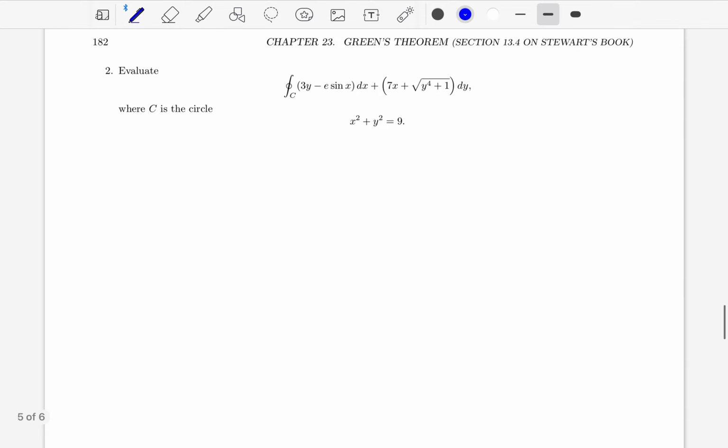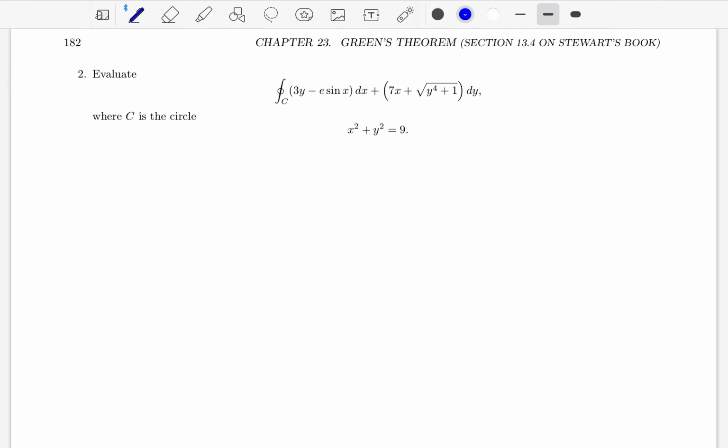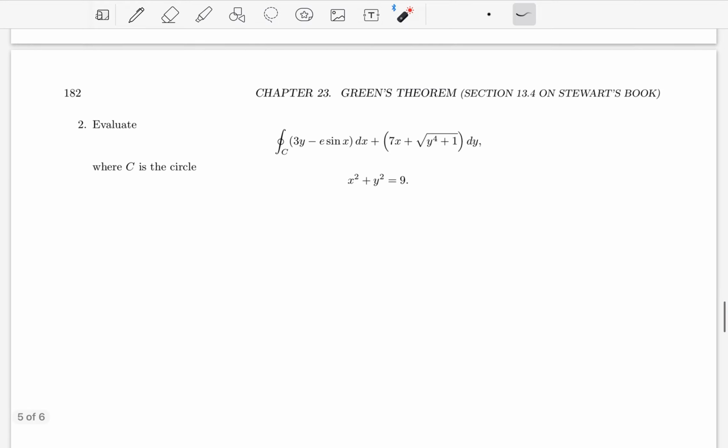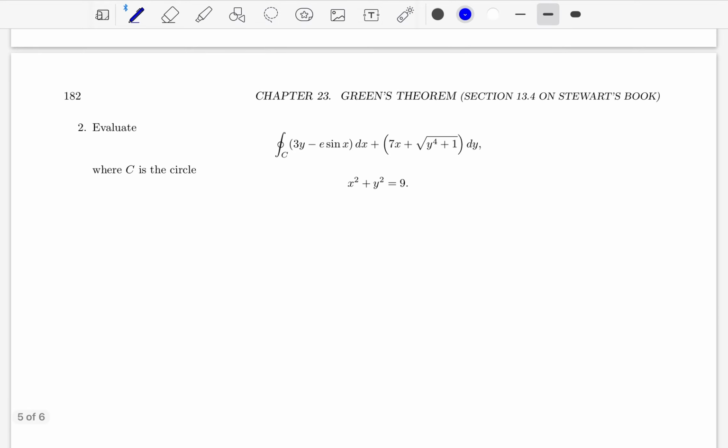What else do we have? Now we have to evaluate this integral where C is the circle x squared plus y squared equal to 9, okay? So, perfect. Just because of the way it's written, the moment I see that I'm dealing with a closed curve, I go, smells like Green's theorem. So this is P and this is Q.